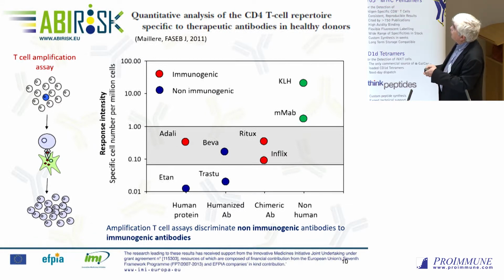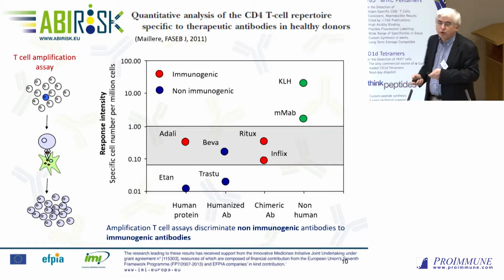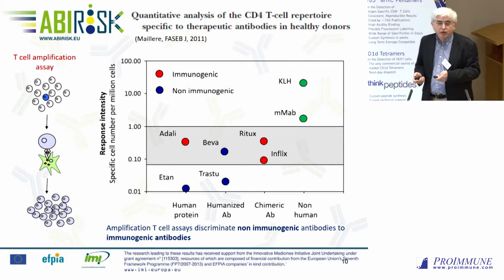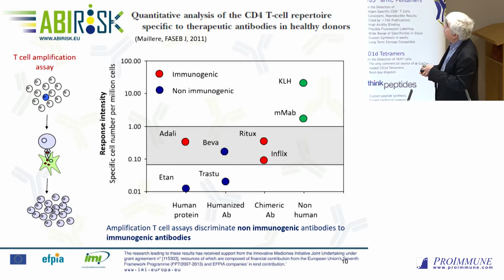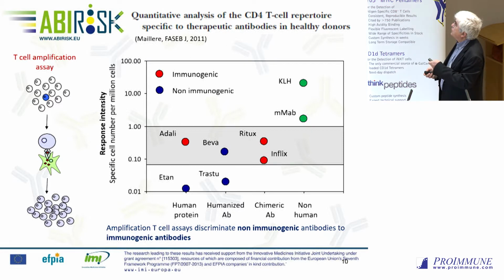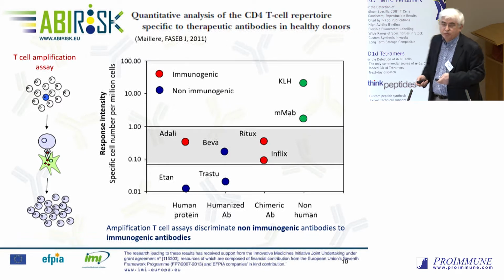For low immunogenic antibodies and fusion proteins, etanercept or trastuzumab, they are below the range of 0.1 cells per million. For the immunogenic antibodies, like adalimumab, rituximab, and infliximab, they are all in the range of 0.1 to 1 cell per million cells. There is only one exception, bevacizumab. It has been given in cancer patients only, and we suspect that was the reason why it was found non-immunogenic. Anyway, this way we can rank the molecules based on the immunogenicity level.